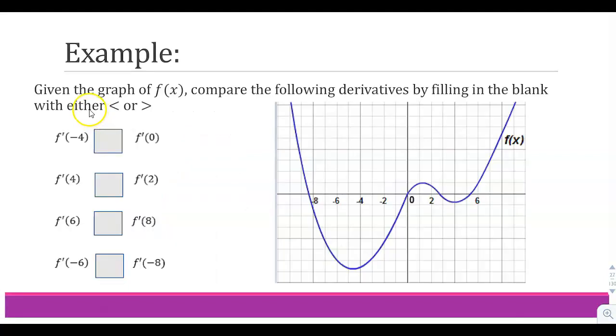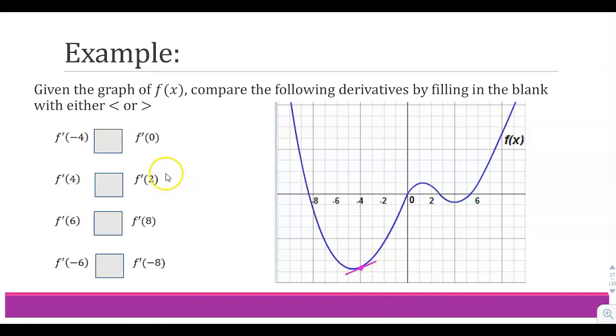In this example, we're given the graph of f of x. We're asked to compare the following derivatives by filling in the blank with either less than or greater than. So we're to compare these two slopes of tangent lines. So we'll draw each, f prime of -4. I want to be as accurate as I possibly can in drawing this tangent line. So f prime of -4 would look like this particular slope.